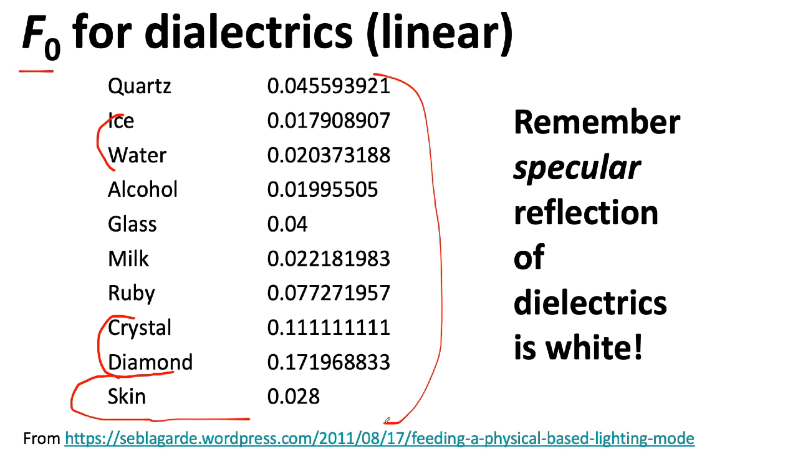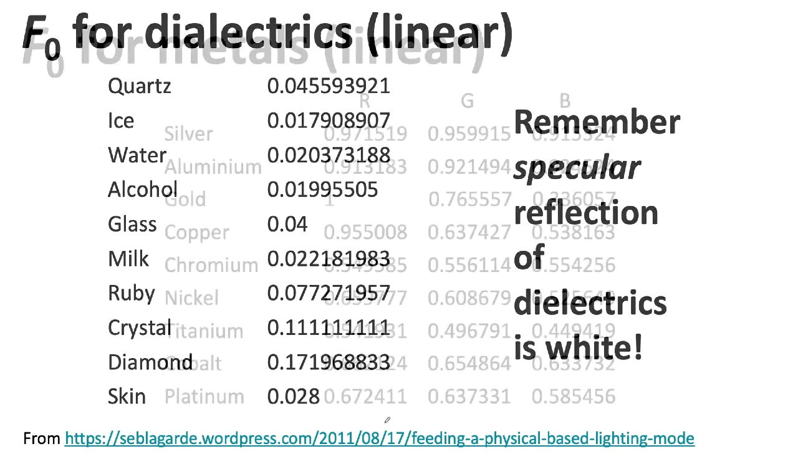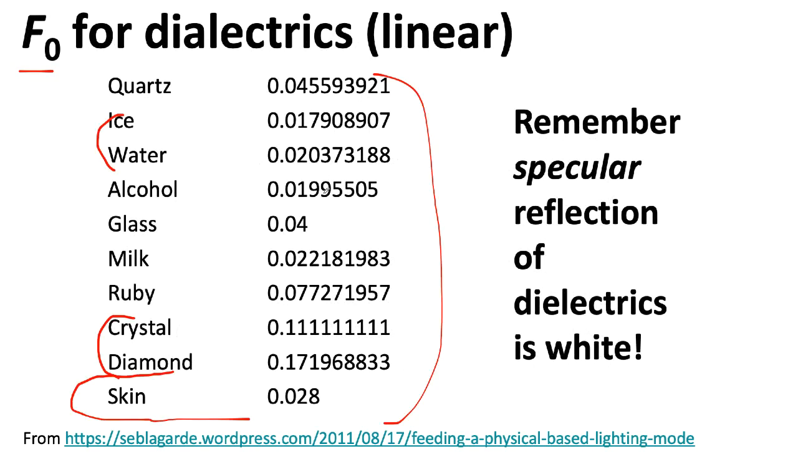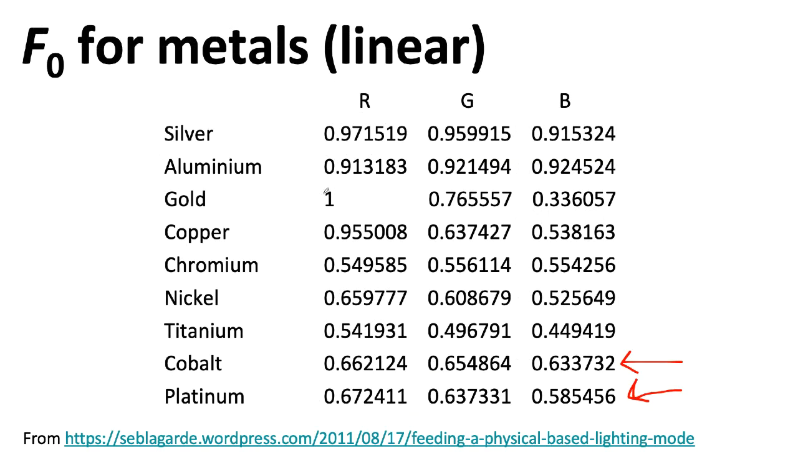Remember, dielectrics only have white specular reflections. To have tinted specular reflections, you need to look at metals. Notice that metals have much higher numbers than we have for dielectrics. The smallest number on this list is 0.44 for blue for titanium. So that number is bigger than all the numbers you saw on this table. The other thing to note is that 0.44 is in a particular spot. It's in blue. Metals can have colored specular reflections.